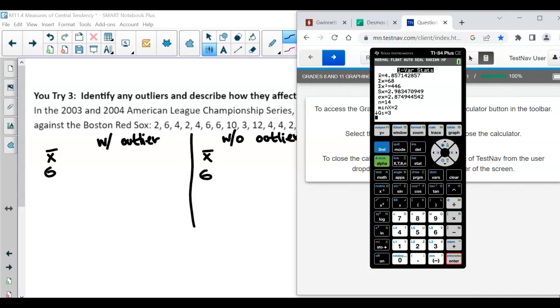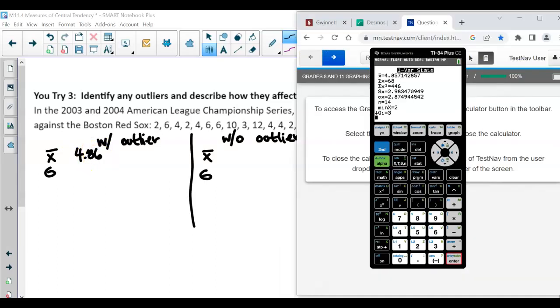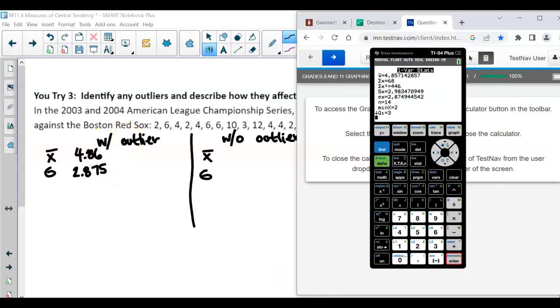So the mean, so the x-bar, you should have gotten 4.86. And then the standard deviation, you should have put 2.875. So 2.875. So remember, this is with the outlier. Now we got to figure out what the outlier is.